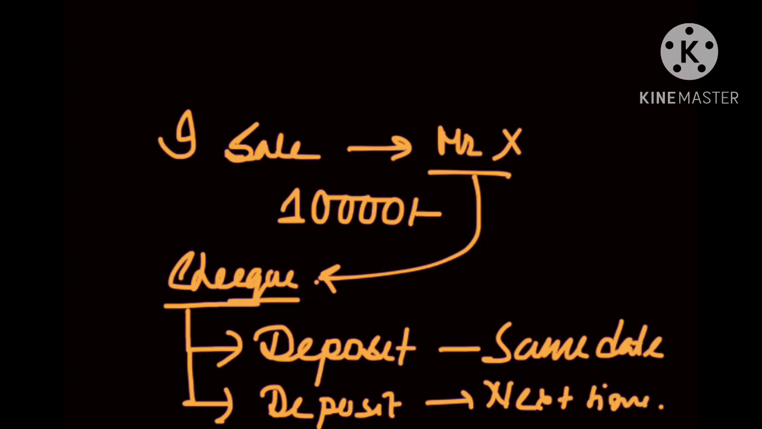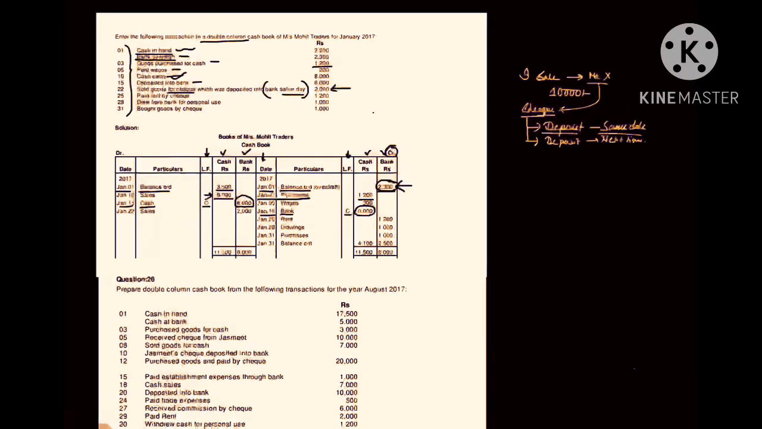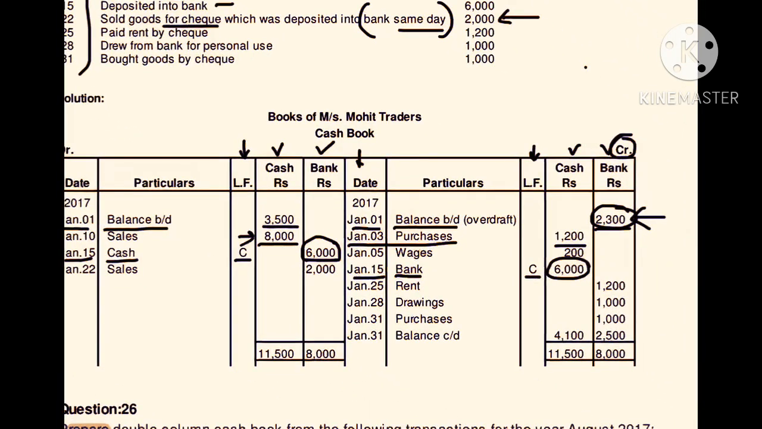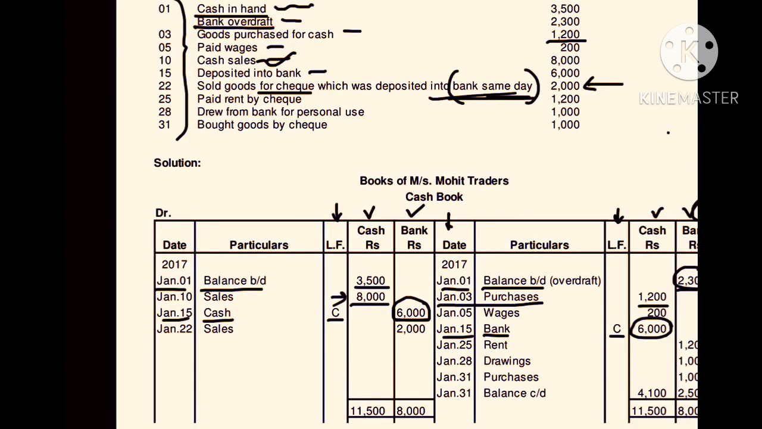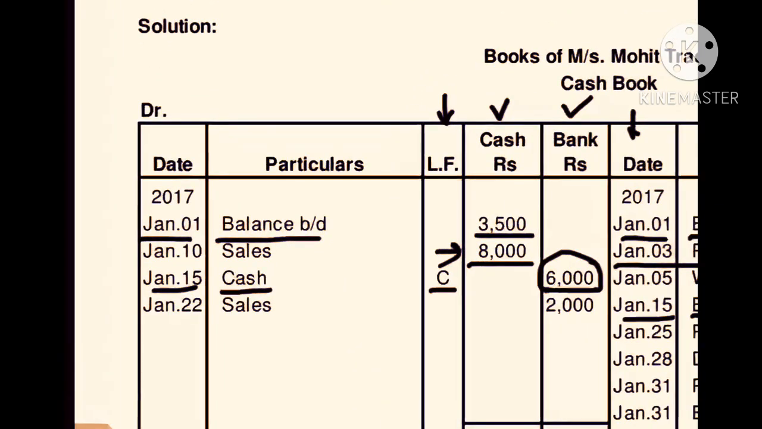Try to understand. What happens if you receive the check and deposit it on the same date? Look at that. This question has strongly and thoroughly mentioned that they received the check and deposited it the same day, bank same day, rupees 2,000. If you sell something, receive the check and deposit it to the bank on the same date, obviously the sales amount is in the bank column. My student, listen very carefully. Since you received the check and deposited it on the same date, you directly put the amount in the bank column.